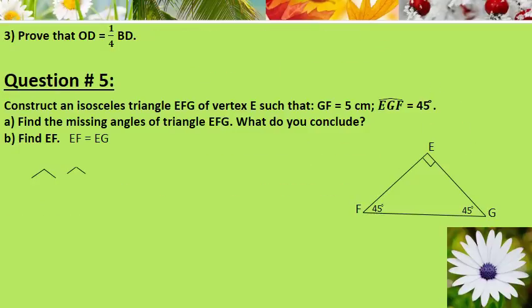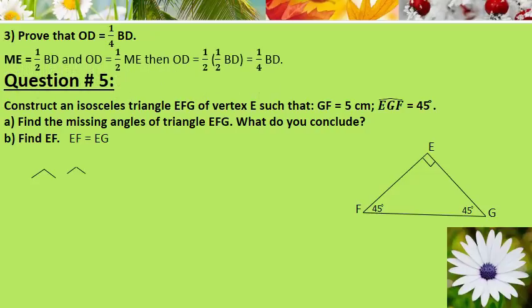So how can we prove that OD is equal to 1 over 4 BD? As Selena said, we have ME equals half BD and OD is equal to half ME. We substitute and we get OD is equal to 1 over 4 BD.